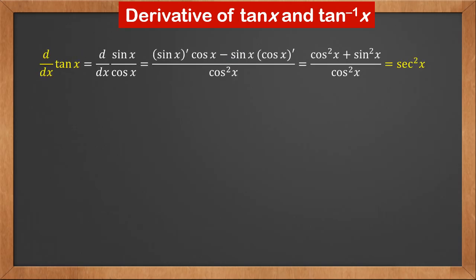Now let's find the derivative of tangent x. Tangent x is sin x over cosine x. We can use quotient rule. The denominator is cosine squared x. The numerator is sin x dash cosine x minus sin x cosine x dash. Sin x dash is cosine x. Cosine x dash is minus sin x. So the numerator is cosine squared x plus sin squared x, which is 1. 1 over cosine squared x is secant squared x. So the derivative of tangent x is secant squared x.